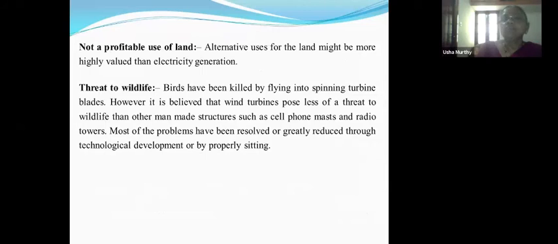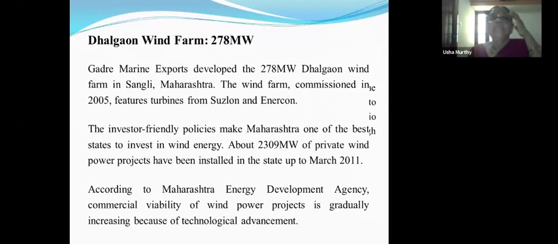It is believed that wind turbines pose less of a threat to wildlife than other man-made structures like cell phone towers and other things. Most of the problems have been resolved or greatly reduced through technological development and by properly siting these windmills. Of course, there are so many in India.